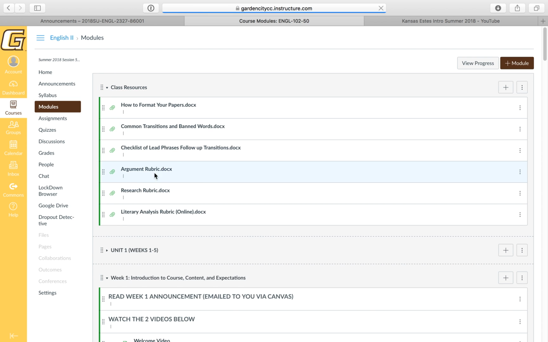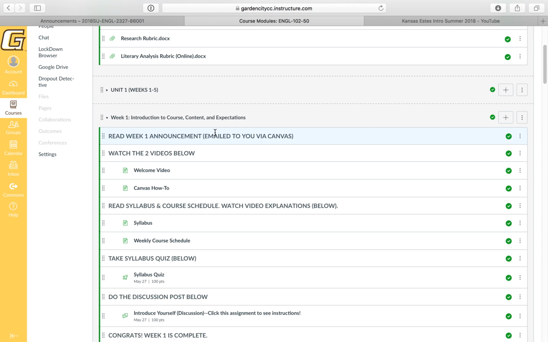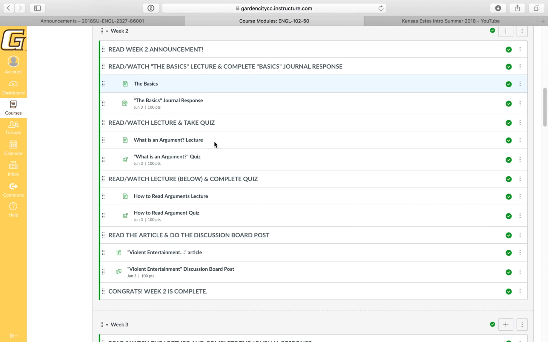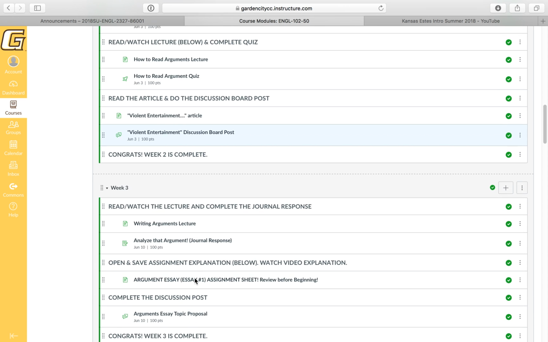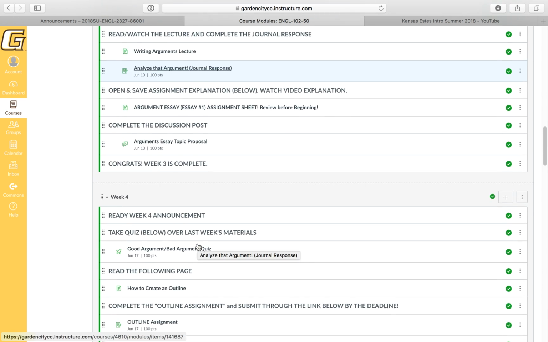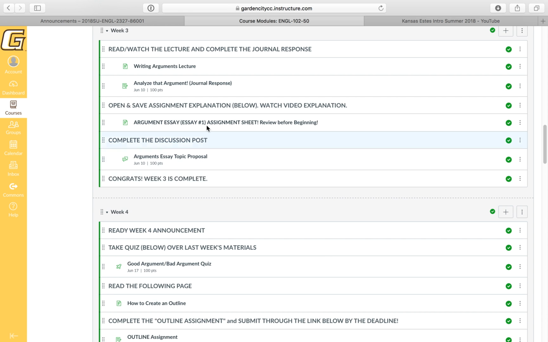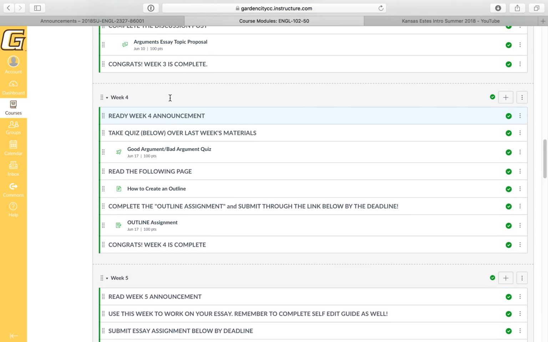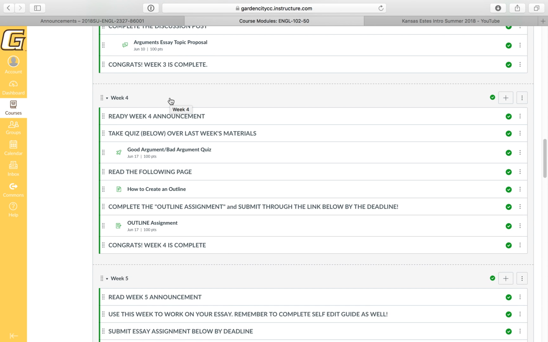So that's how each week will work, and as you can see, weeks 1 through 5 are the first unit, so that's your first argumentation. So you work through that week, and then here there's a number of assignments to work through. Some articles you read, discussion posts you'll do, and then in week 3 we're looking at how we get into writing an argument. So you'll read the actual argument essay assignment sheet, and you'll do a topic proposal. From there, you will get a response from me that either approves or doesn't approve your topic.